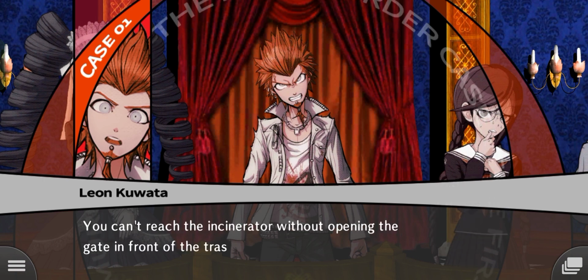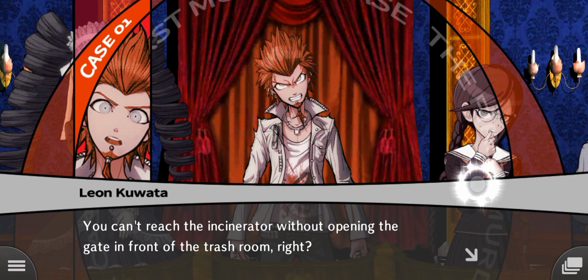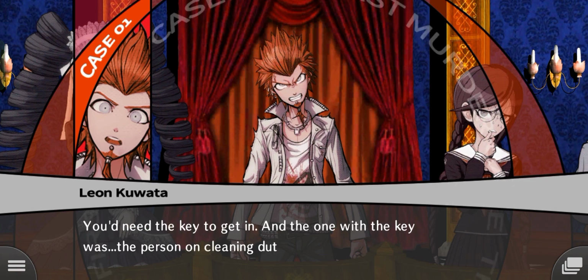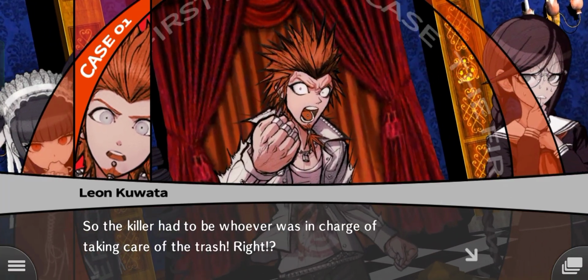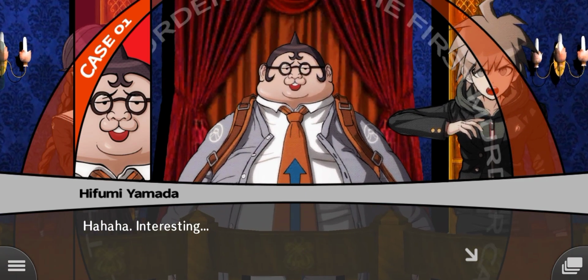You can't reach the incinerator without opening the gate in front of the trash room, right? And obviously, you wouldn't be able to hit the switch to turn it on either. You need the key to get in, and the one with the key was the person on cleaning duty. So the killer had to be whoever was in charge of taking care of the trash, right? Interesting.